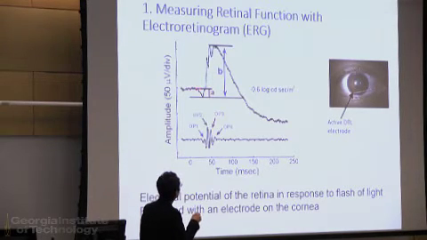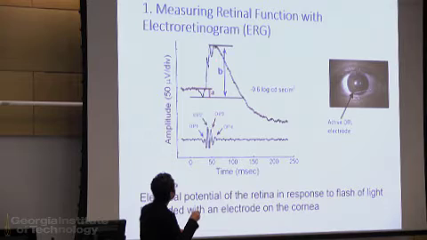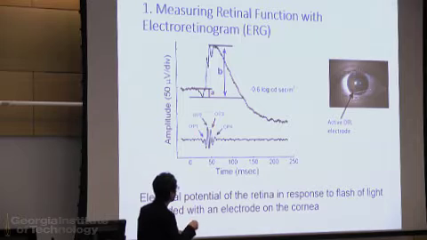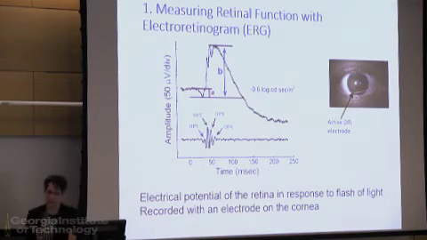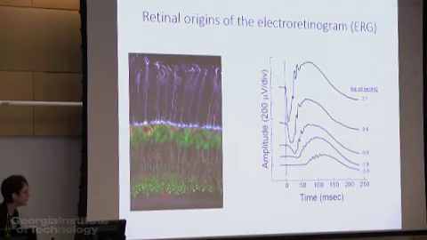This is the full waveform, where we have a negative going wave called an A wave, a positive wave called a B wave, and then these little wavelets called oscillatory potentials that we can filter out. You can see them here, and we number each one of those. All right, so this is recording that's done clinically. We can also do it in the lab in animals.